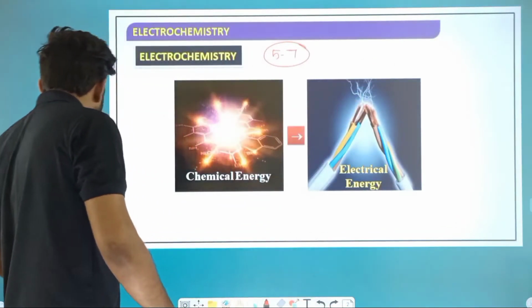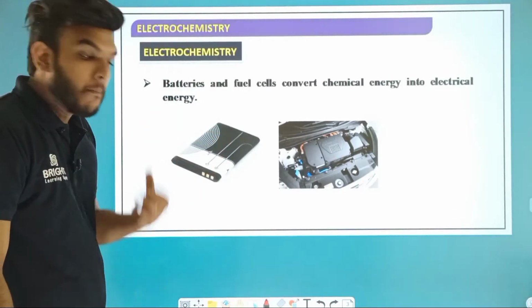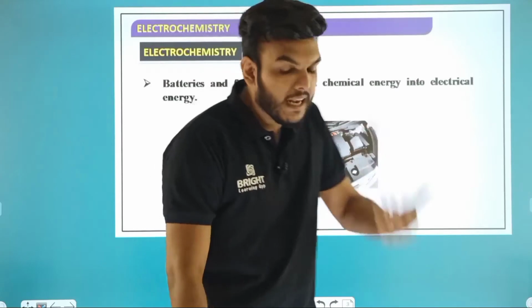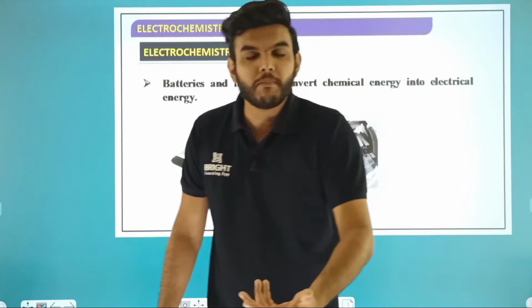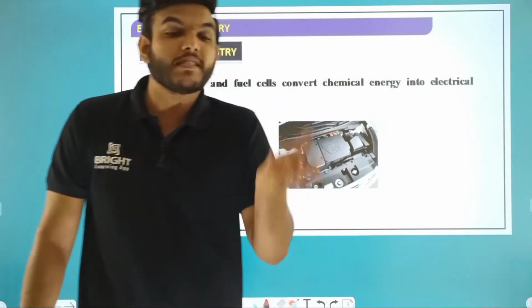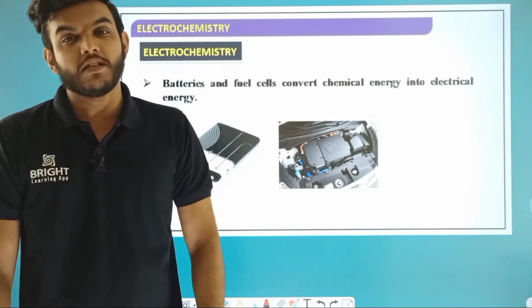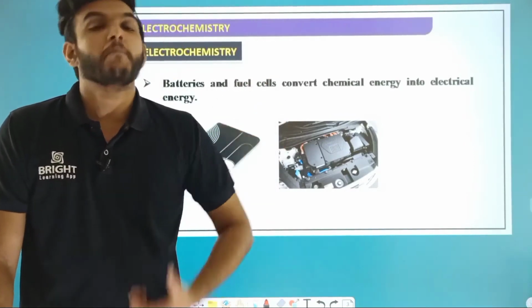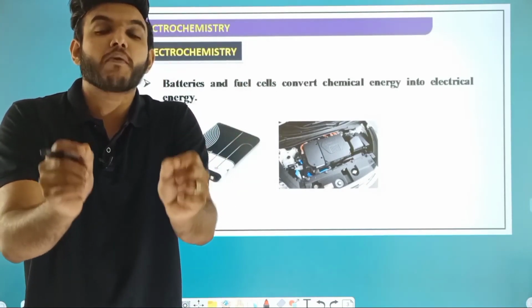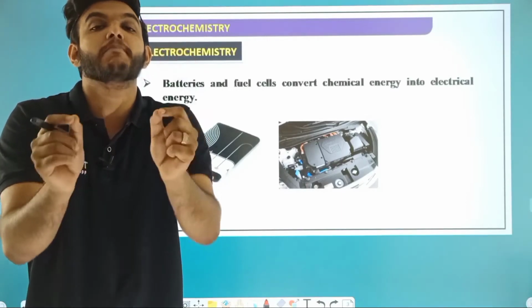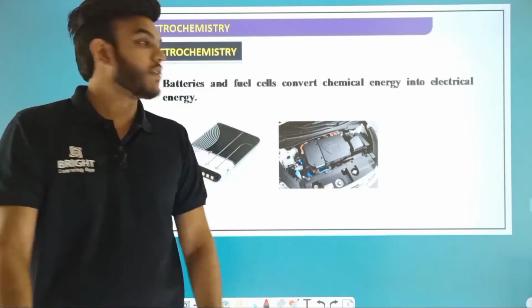So when we are moving further towards the chapter, see, over here you can see electrochemistry. Batteries. Inside the battery it may contain lead, it may be H2O2, or it may be nickel cadmium. Any type of elements will be present inside the battery, and that chemical energy is converted into electrical energy. Most probably our cell phones, mobiles, our tablets, everything contains a battery. That is the conversion of chemical energy into electrical energy.